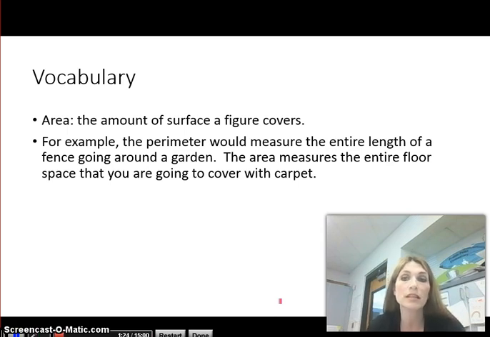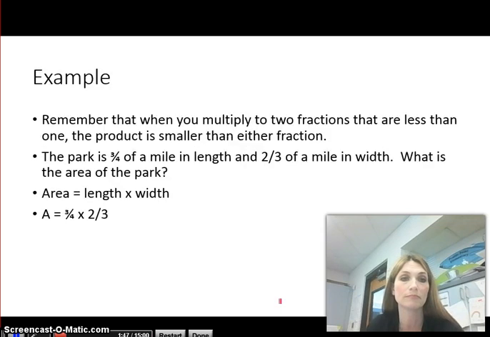The perimeter would measure the entire length of a fence going around a garden. The area would measure the entire floor space that you're going to cover with carpet. So the area is that internal space. The perimeter is how far around something is. So like a garden, or an area you're going to put a fence. Please take a moment and write down your vocab and press play whenever you're ready to move on.